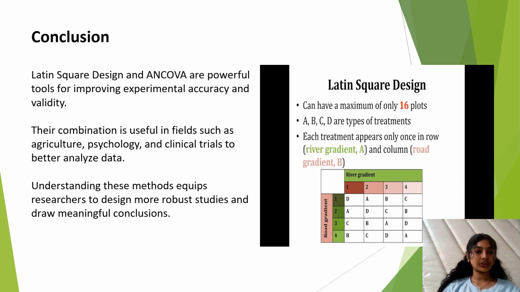Conclusion. Latin square design and analysis of covariance are powerful tools for improving experimental accuracy and validity. Their combination is useful in fields such as agriculture, psychology, and clinical trials to better analyze data. Understanding these methods equips researchers to design more robust studies and draw meaningful conclusions.